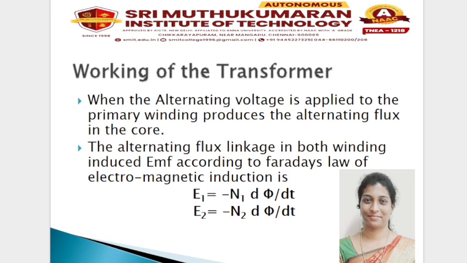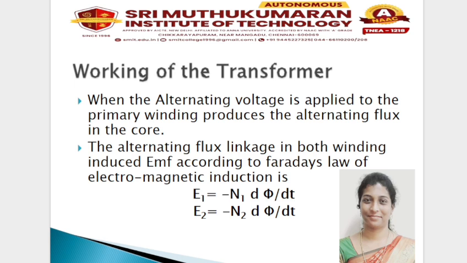Next is the working of transformer. When AC voltage is applied to the primary winding, it draws a magnetizing current. This current produces an alternating magnetic flux in the iron core. The magnetic flux continuously expands and collapses due to the alternating nature of the supply. This alternating flux links both the primary and secondary windings.